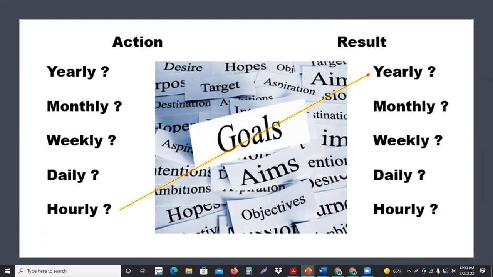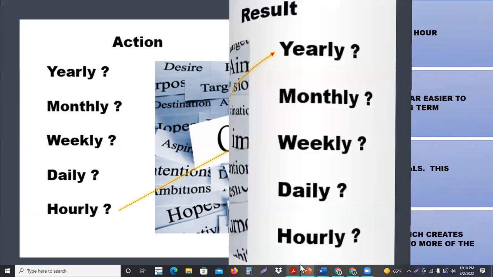So understand that what you're doing today is creating either the outcome you want, or what you're not doing today is creating the outcome that you don't want. You have the most control over what you do and the things that you do during the day.